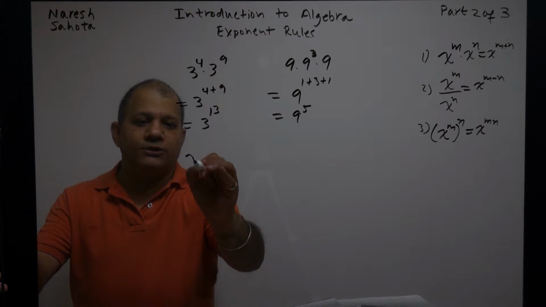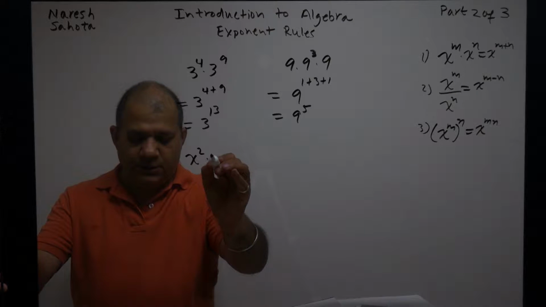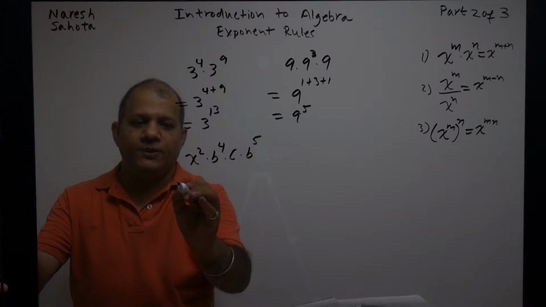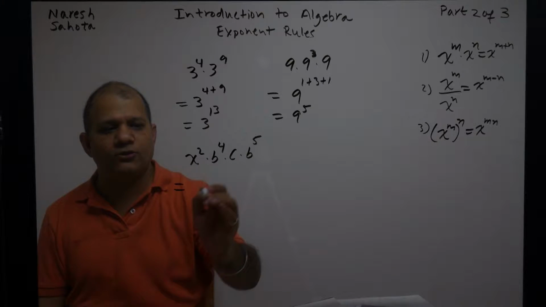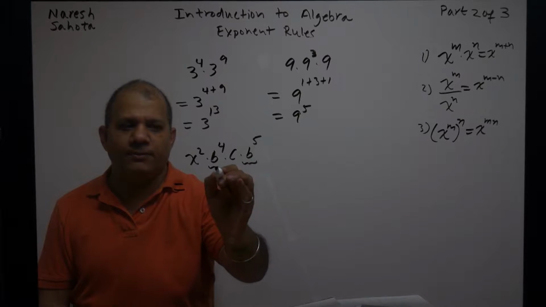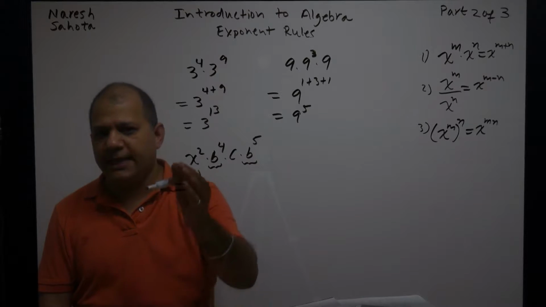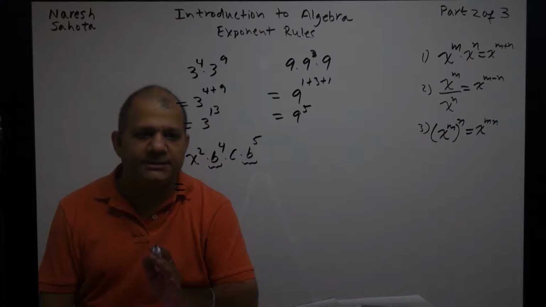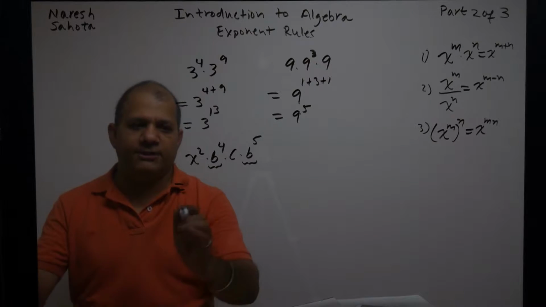And now what about x squared times b to the 4 times c times b to the 5? How do we simplify this? First, identify the same bases. The b's are the same base. The x and c are different. So the bases x and c will get copied as is. It's just the b's that we have to simplify.